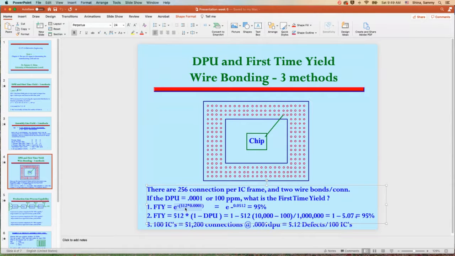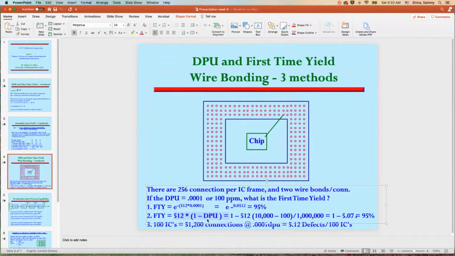There's 512 opportunities for a problem. I mean, actually, when we say there's 512 connections, there's 2 wire bonds for the wire. There's 512 wires and 2 wire bonds. It really should be times 2, but I'm trying to make it simple. So E to the minus 512 times 1 in 10,000. So E to the minus 512 over 10,000, which says 95%. So that's one way of doing it. You can run your calculator and see that's the number you get.